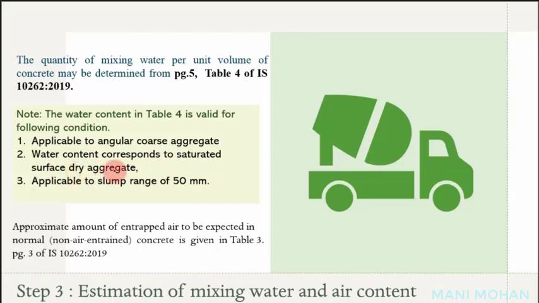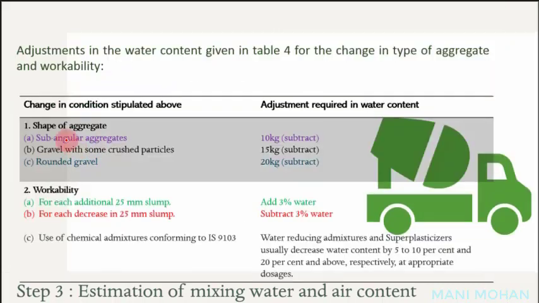Before getting into table 4, let us see some more important points on how you are going to modify the water content in the form of a table. As I said, the water content needs to be modified based upon shape of aggregate and workability. Let us see how you are going to modify it. Suppose you have subangular aggregate, then whatever water content you find in table number 4, you have to subtract 10 kg from that. Similarly, in case of gravel, you need to subtract 15 kg. If the aggregate is rounded gravel, subtract 20 kg.